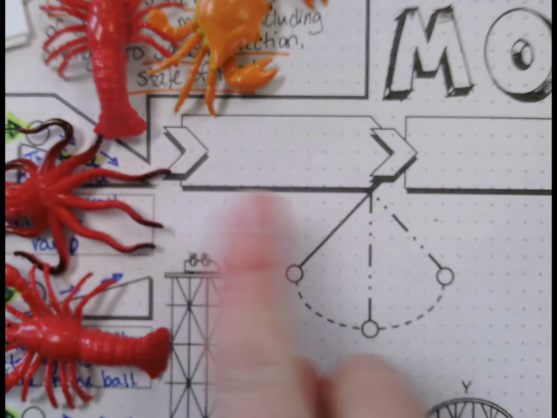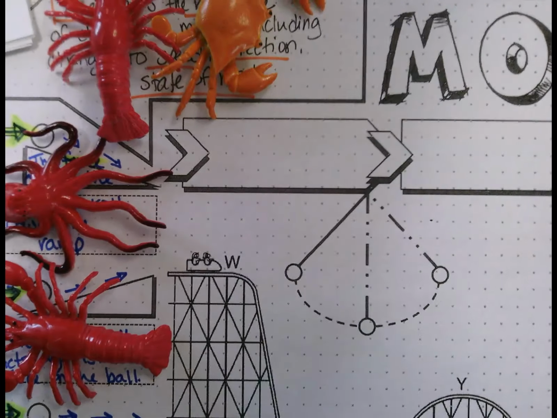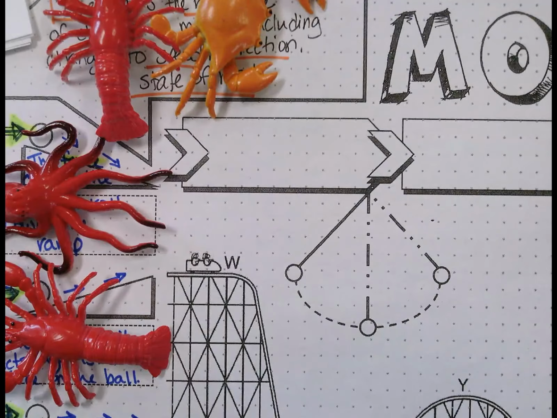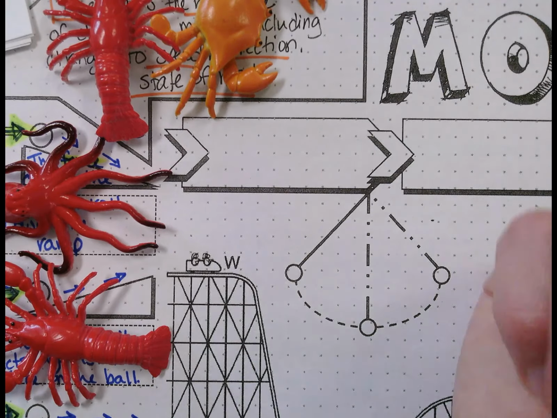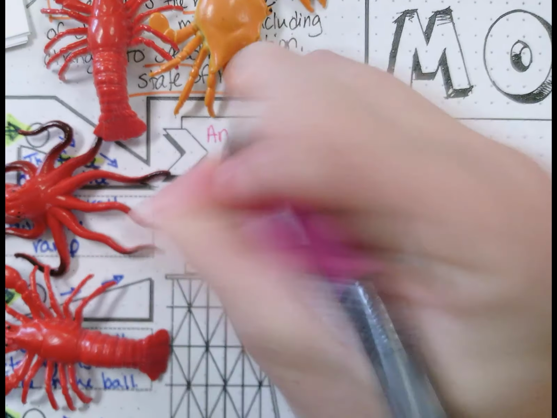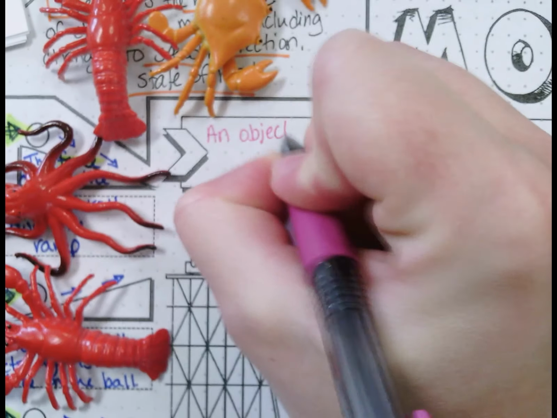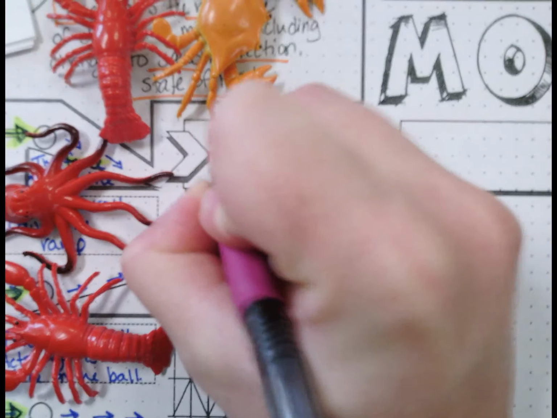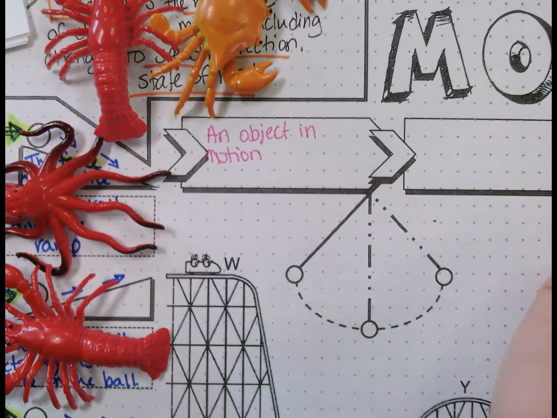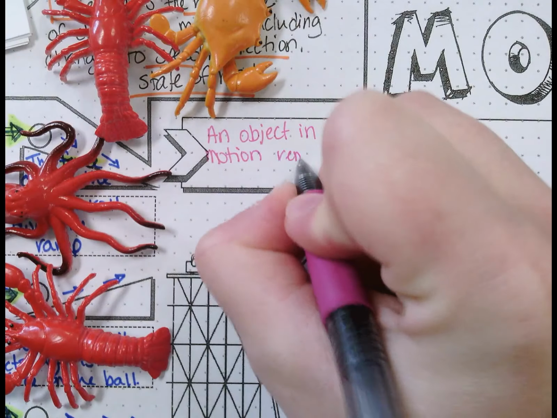So let's look at these little arrows up here along the top. And we'll change it up with the different colors. So what is it pretty much in a nutshell? So an object in motion remains in motion.